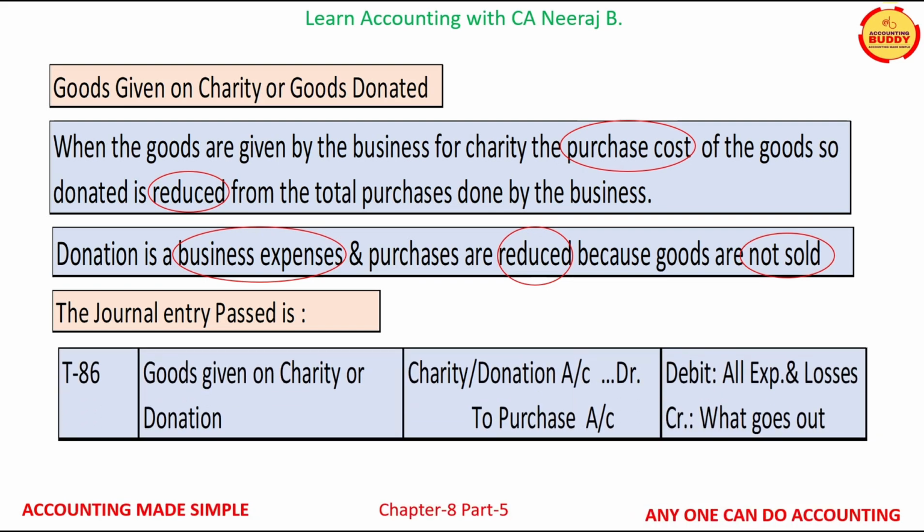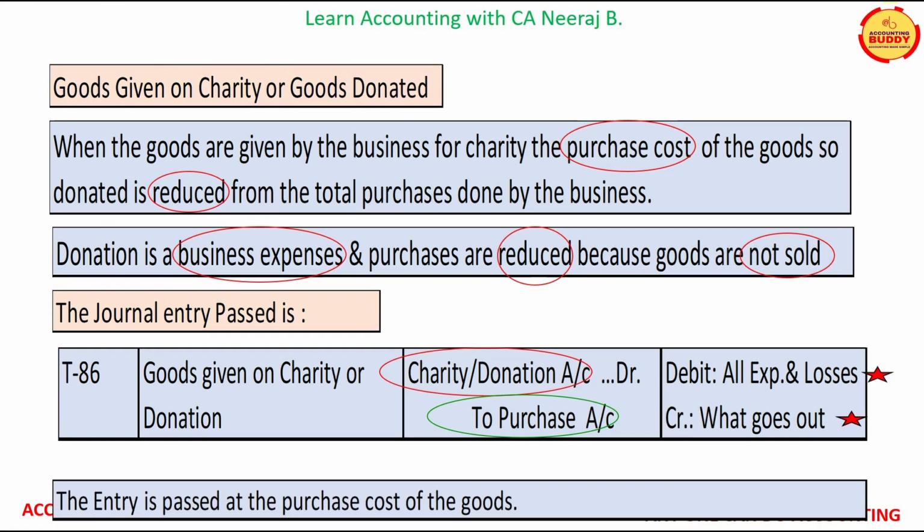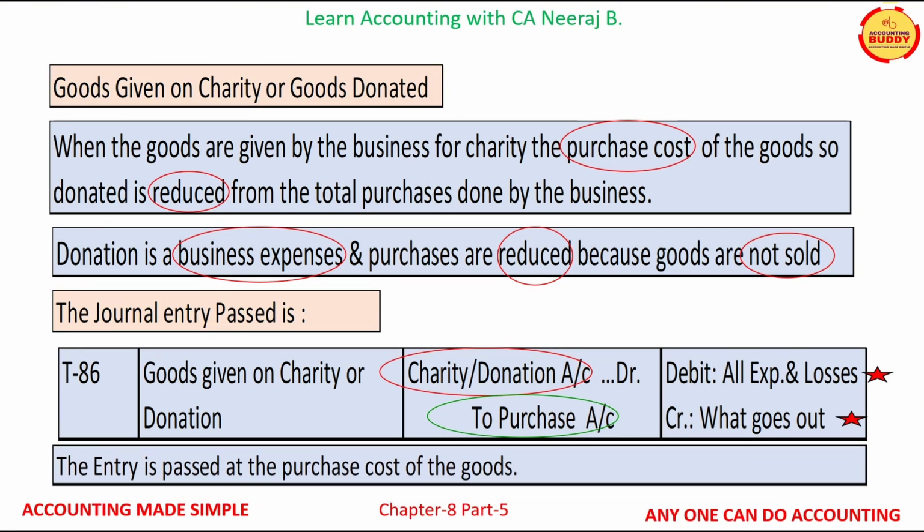The two accounts getting affected are charity or donation account and purchase account. Charity or donation account is a nominal account and as per nominal account rule, debit all expenses and losses. Purchase account is credited because the goods are not sold. The entry is passed at the purchase cost of the goods.